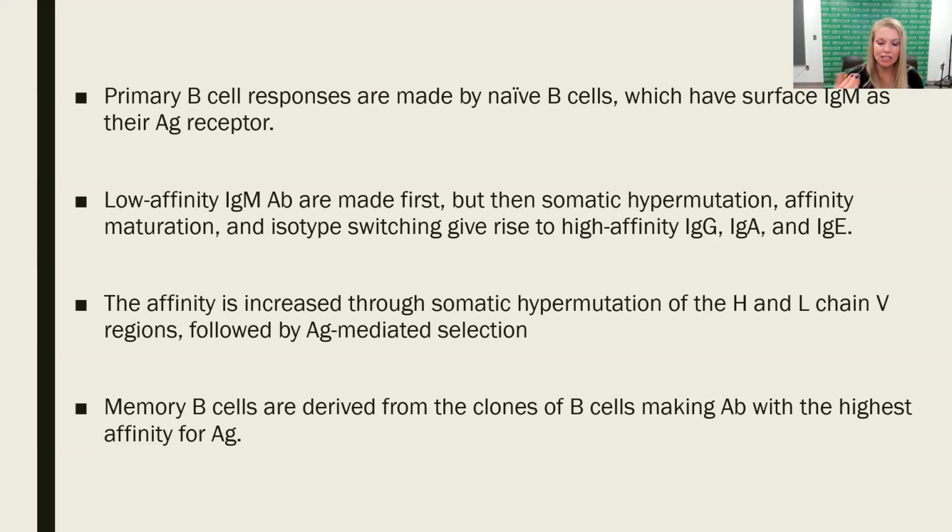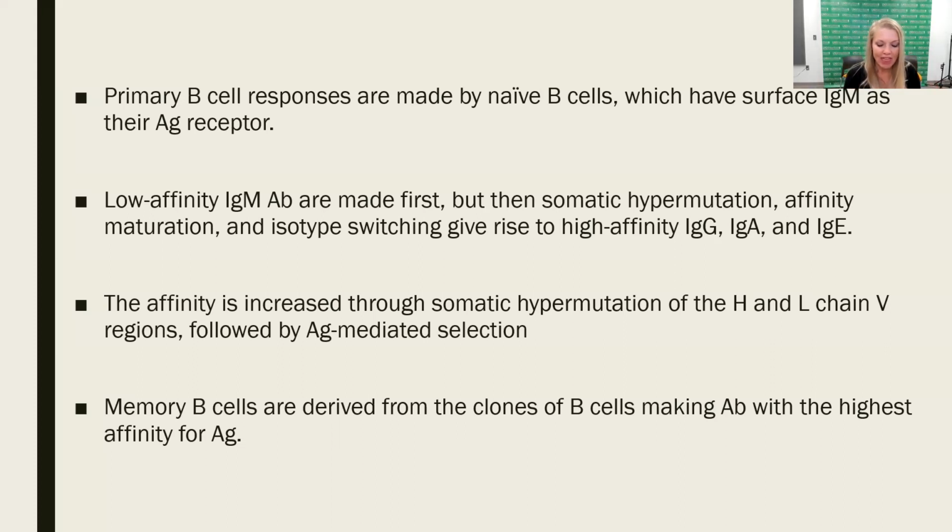Those heavy chains, those light chains, variable regions were able to change ever so slightly. And then the ones that made the best were selected for. Well, those were the clones that survived to become memory B cells. That means that memory B cells are going to have B cell receptors that have the highest affinity antibody and the highest affinity B cell receptors once they become a memory B cell.